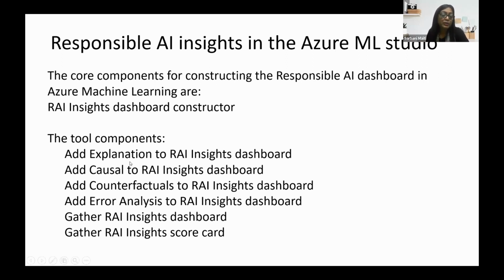For the explanation, we'll first add an explanation module, then causal to RAI insights dashboard, and counterfactual dashboard, then error analysis, and finally we'll gather all the insights in the dashboard and we'll generate a scorecard, which is generally stored in the S3 bucket, and we can also download it. So basically, the dashboard framework is there. We'll start creating all the widgets through Python SDK code. But before that, we'll prepare the data quickly, we'll build a model, and we'll start the pipeline.